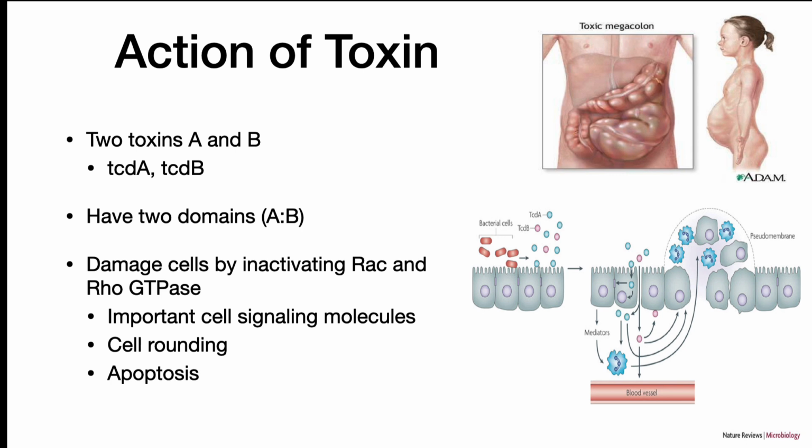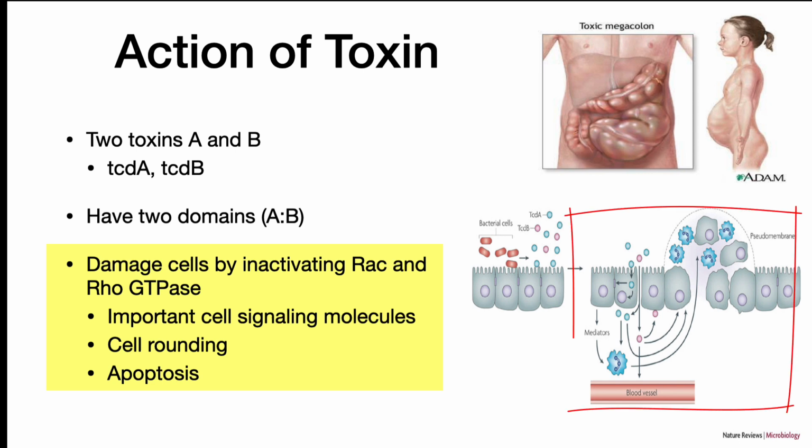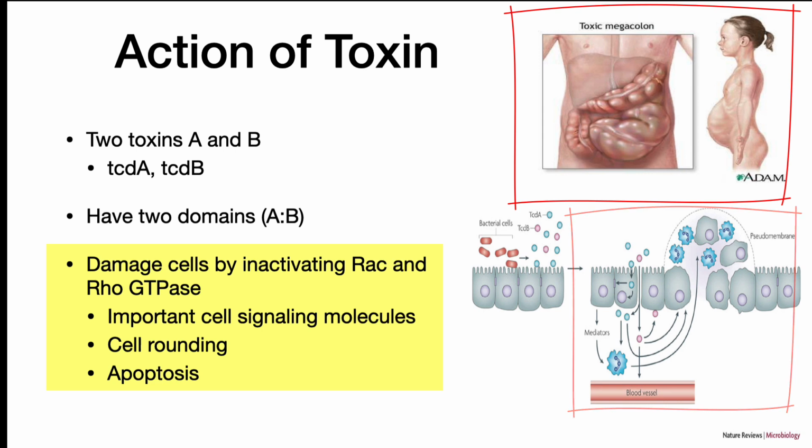Now, part of the pathogenesis of this organism is two toxins, TcdA and TcdB. Both have two domains, A and B domains. They damage cells by inactivating Rac and Rho GTPases, and these are important cell signaling molecules. They cause cell rounding and apoptosis, and this will cause inflammation and the swelling and all of the other problems you can have with this disease.